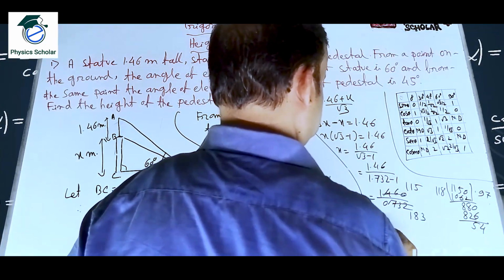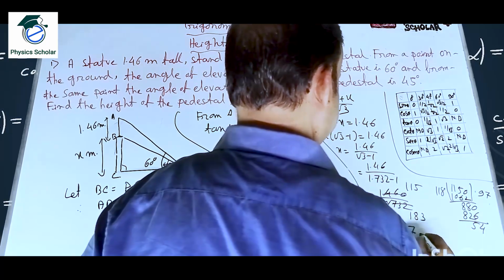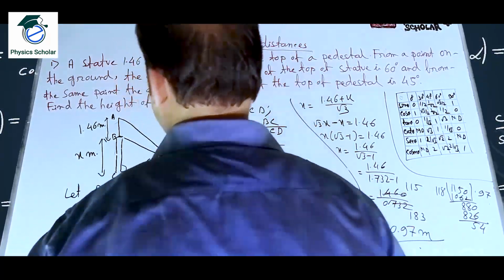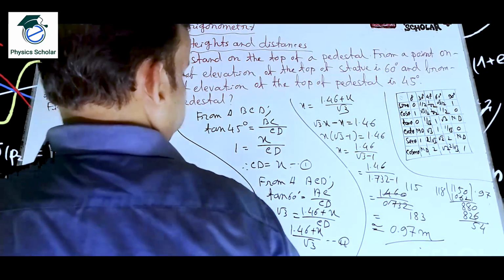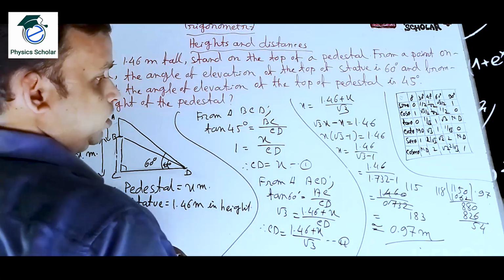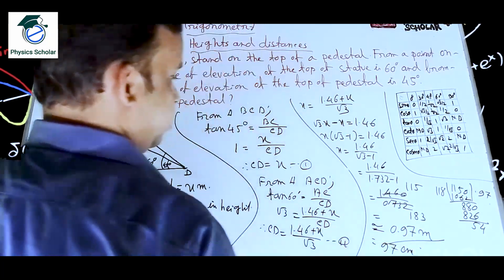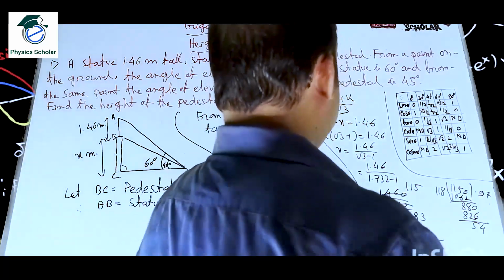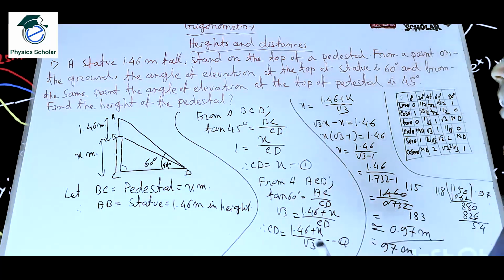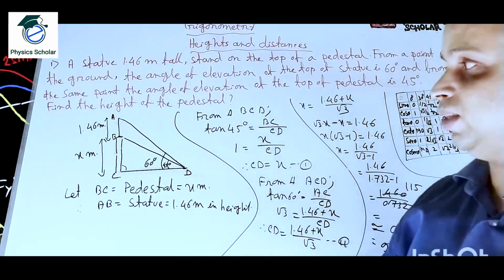So almost equal to 0.97 meter. Okay. So the height of the pedestal will be what? 0.97 meter, or 97 centimeter. Clear? That you can write. Okay. So this is the sum. Clear? So I am explaining it once again.